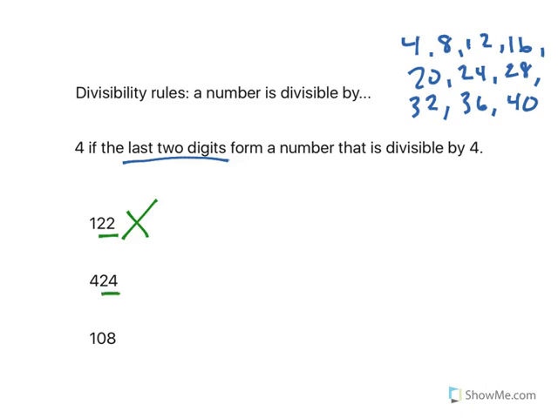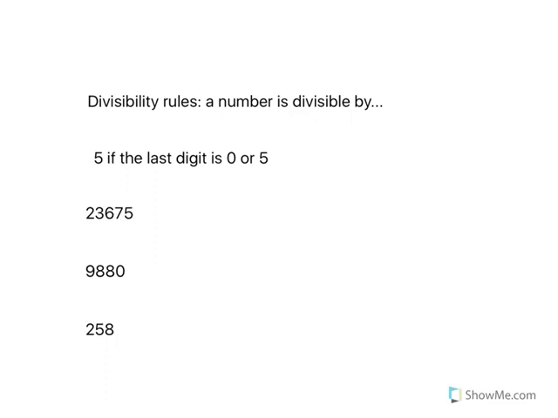424. Yes, 24 is divisible by 4. So the whole number 424 is divisible by 4. And then the last one. The last two digits are 0 and 8. That's just the number 8. Can 8 be divided by 4? Yes, it can. So 108 can be divided by 4.